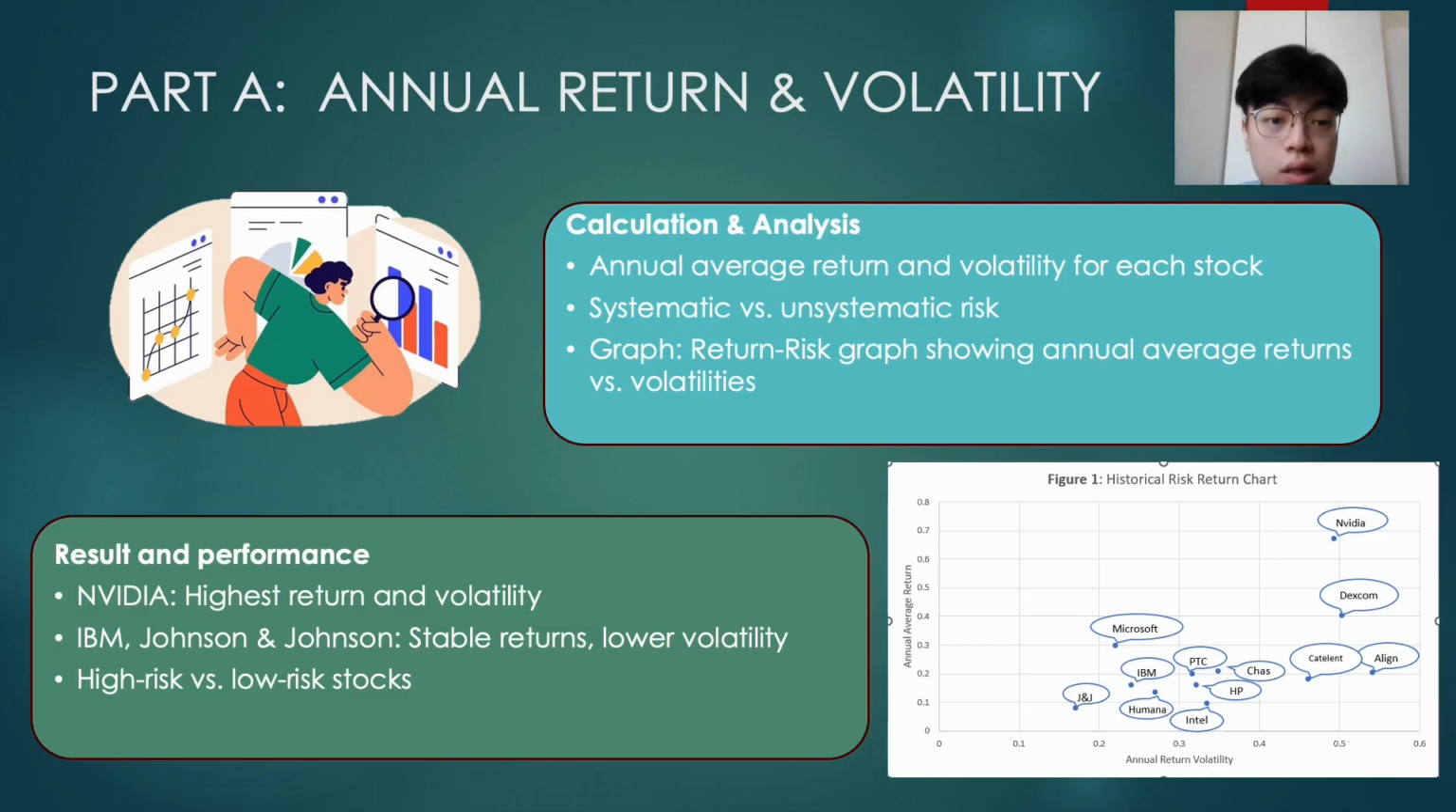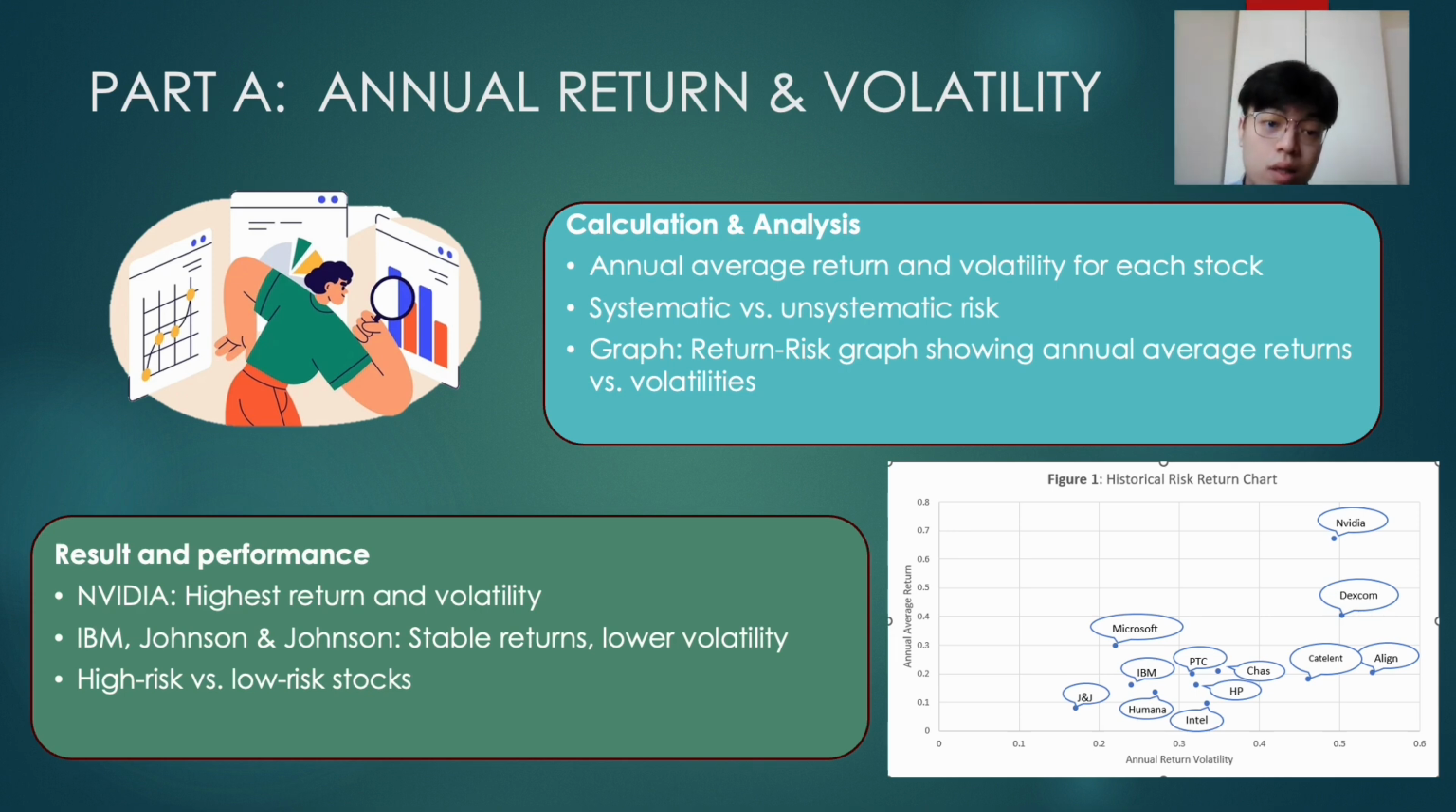So let's jump into part A. We look at the risk and return characteristics of our 12 companies. First, we calculate the average returns by taking the monthly returns and scaling them into an annual figure. This gives us an idea of how much each stock returns on average per year.